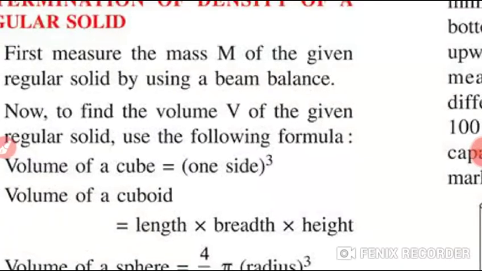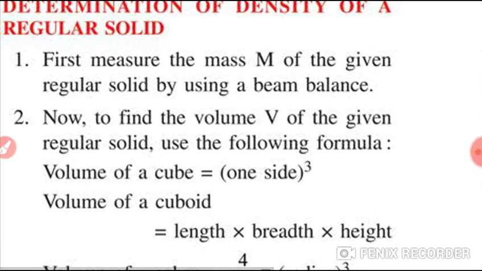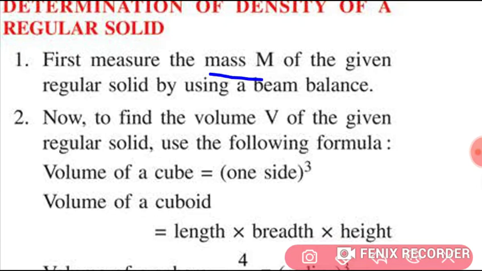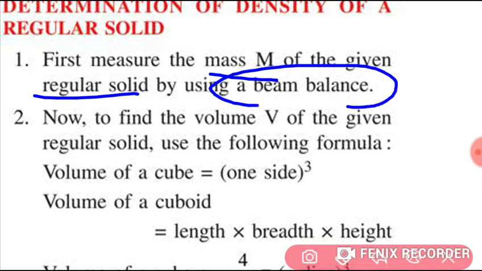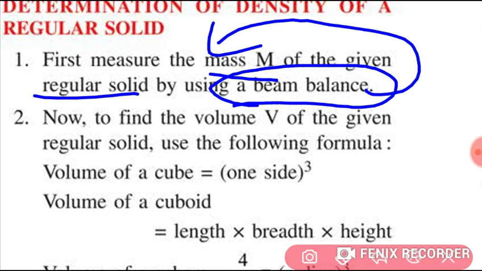Students, for determining the density of a regular solid, first of all, we have to measure the mass of the given regular solid. By which instrument will we measure the mass? The mass should be measured by using a beam balance. Okay, by beam balance we can measure the mass m. Clear? Now we have to find the volume V of that regular solid.